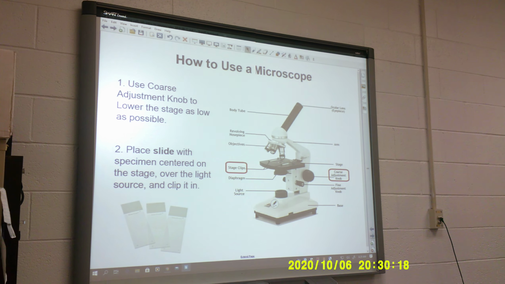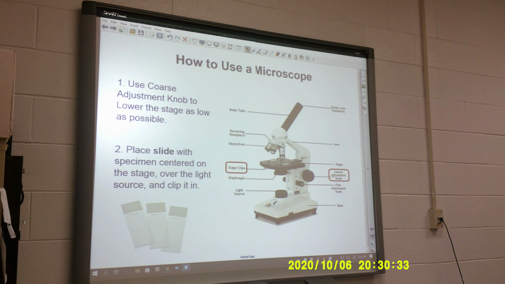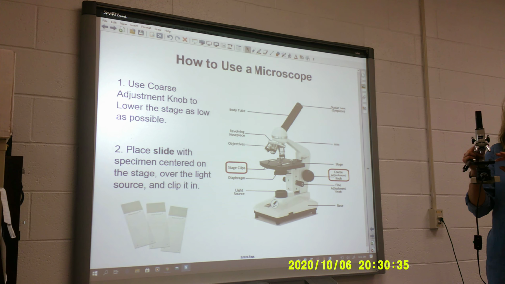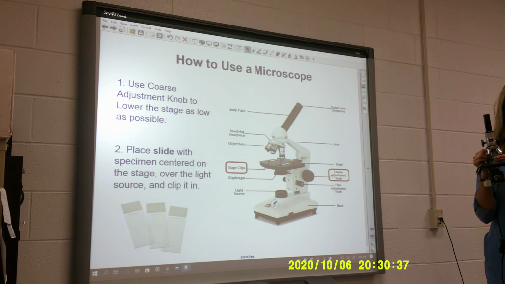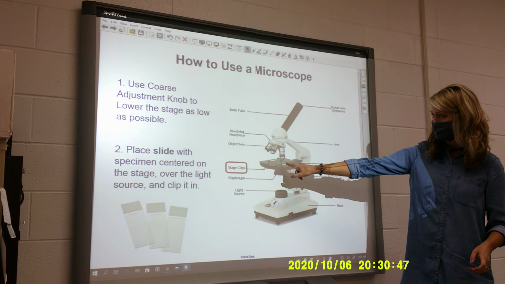Use the coarse adjustment. Coarse adjustment is up here. Fine adjustment, this one does not have, like I said, this is just a simpler version. But the coarse adjustment it has at the top. You place your slide. The slide goes on the base, which this is the base. The slide goes here. And you put your stage clips on top of the slide, and that holds it in place so it doesn't slide around. Coarse adjustment, stage clips. Okay.